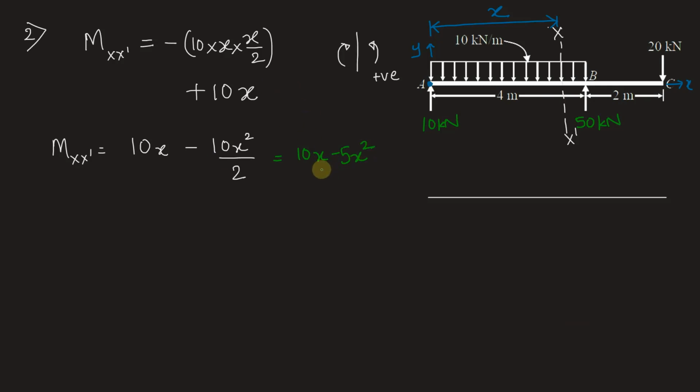Now by putting the values of x, we can find out the moment at particular points. At x equal to 0, clearly it is 0. We already took it 0. Now first thing, let's find out the moment at B.